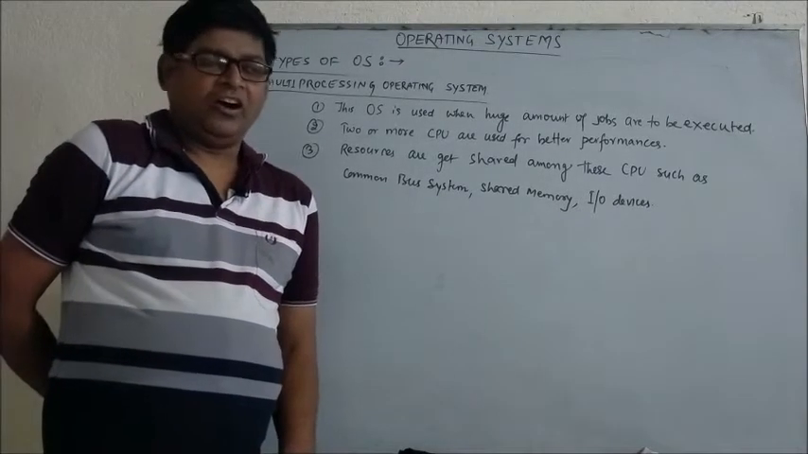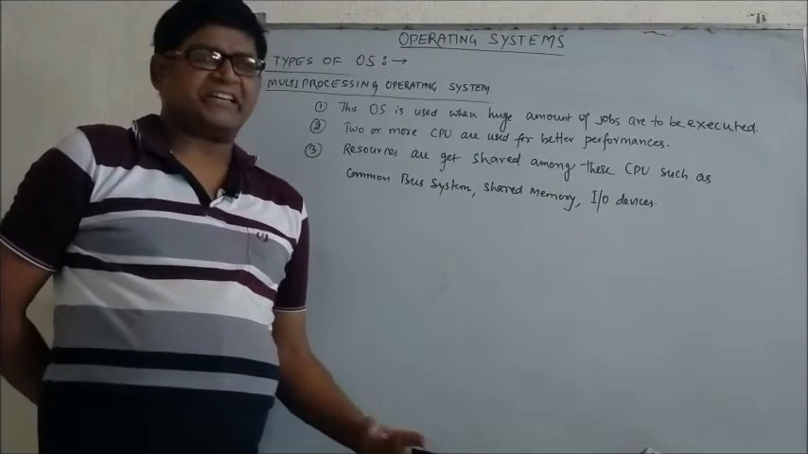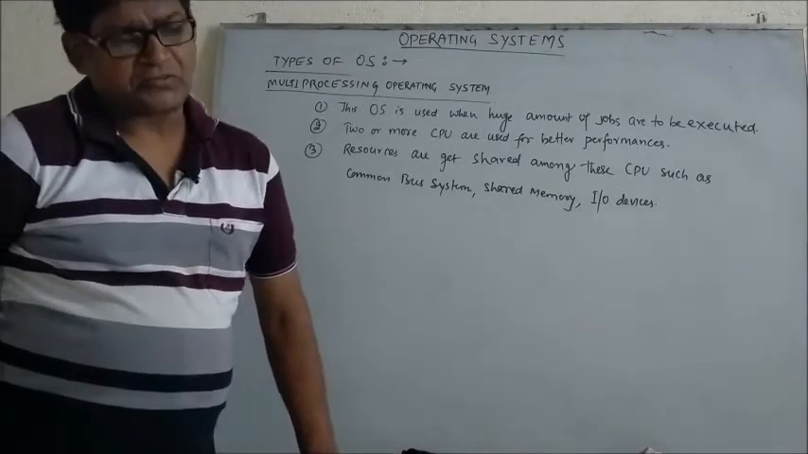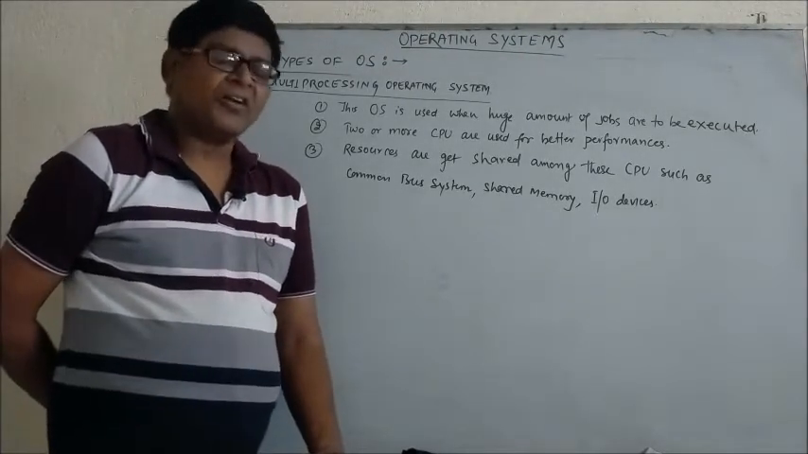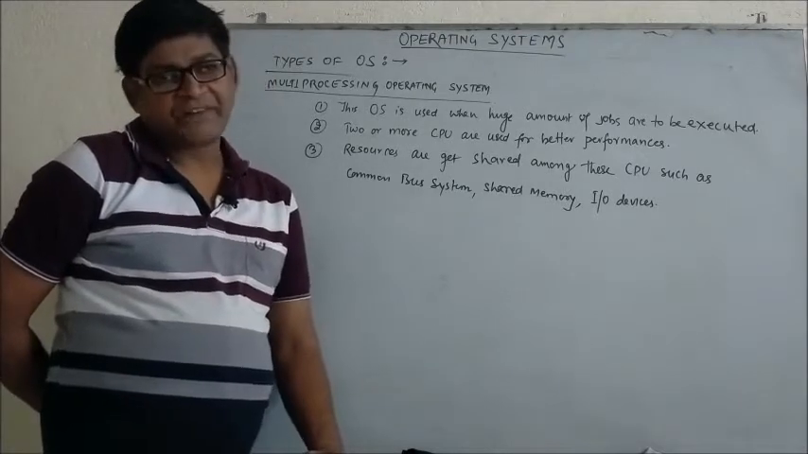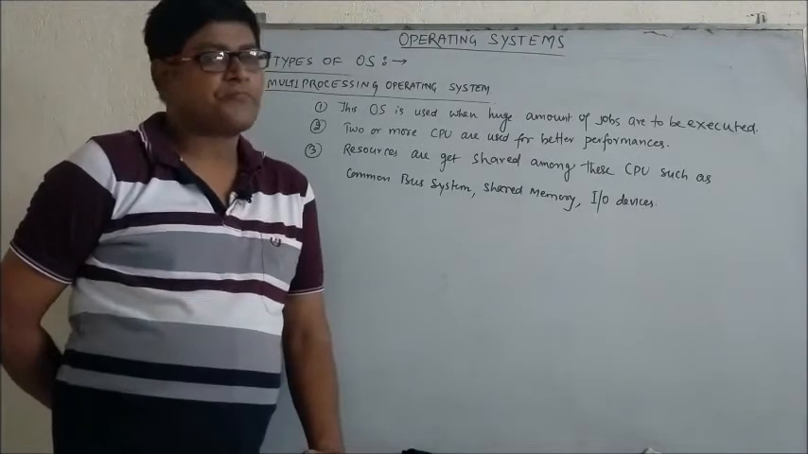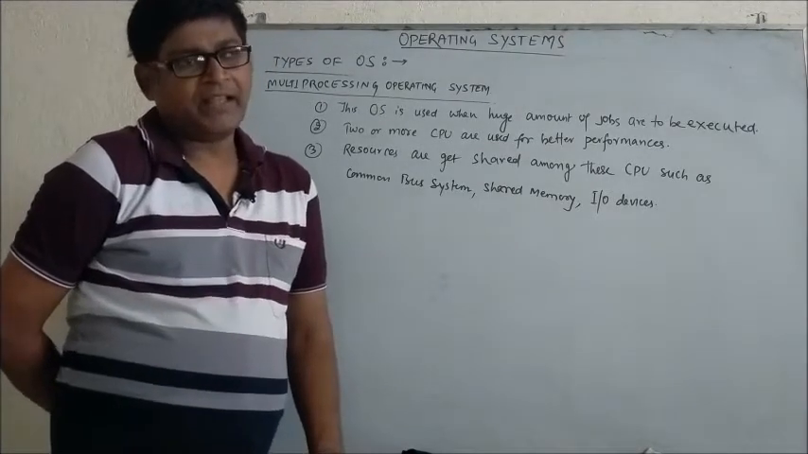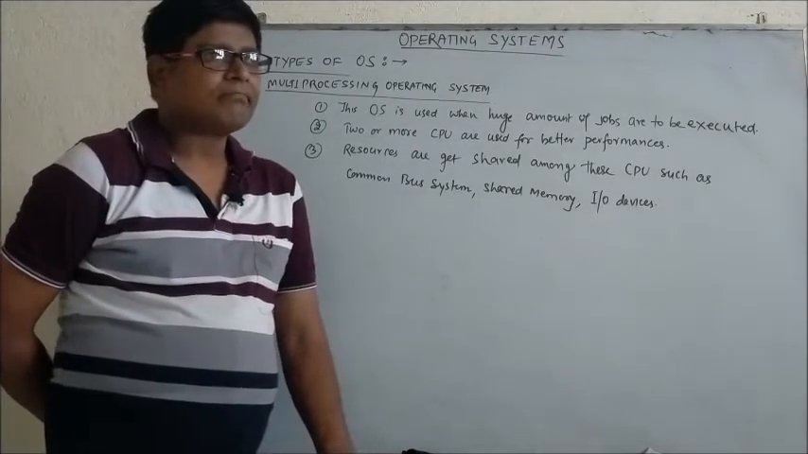Till now, whatever operating systems we have discussed earlier, whether it is serial processing operating system, batch processing, multi-programming, or time sharing system, all of these operating systems are uniprocessing. Uniprocessing means they had only one processor or one CPU.